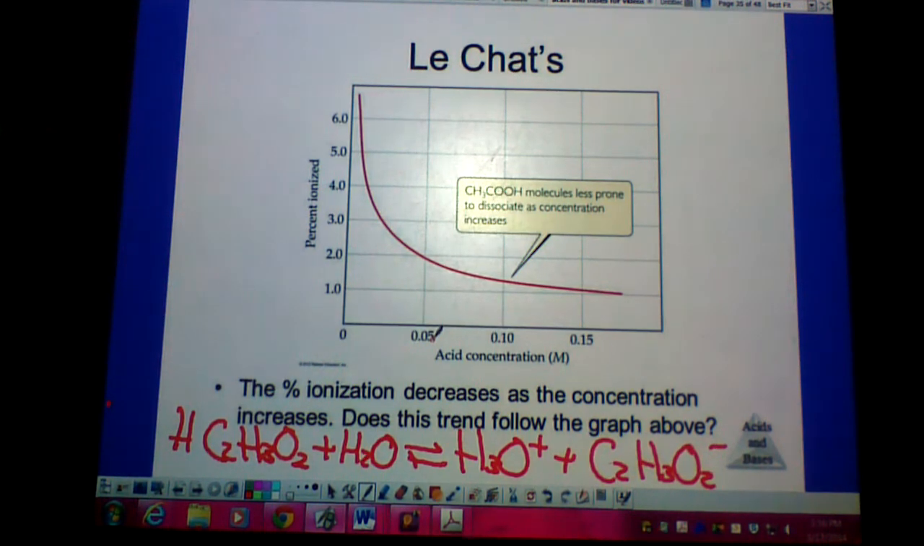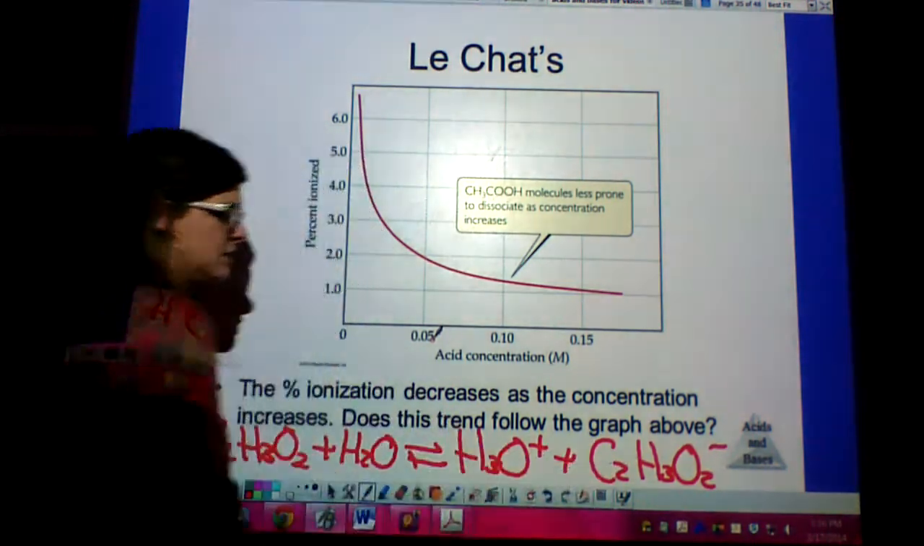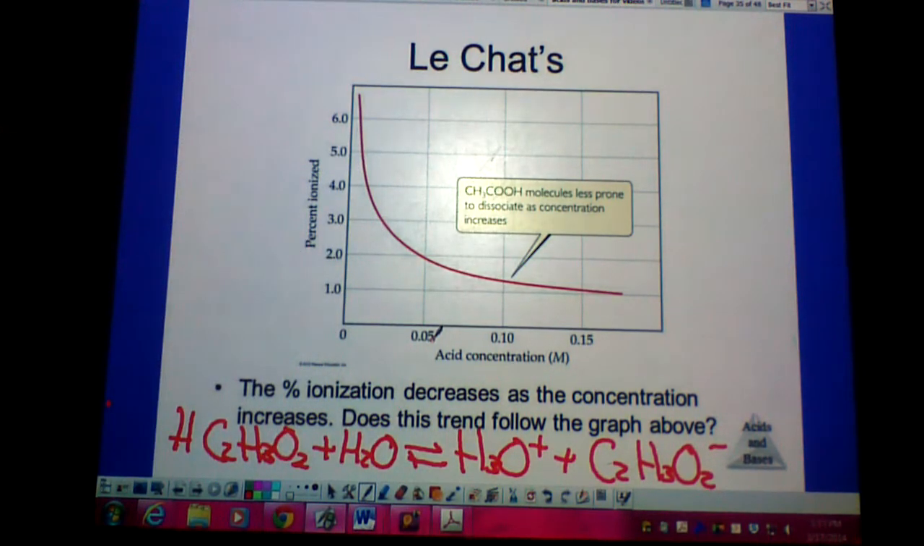So if percent dissociation remained constant as the acid concentration increases, then the concentration of all three are going to have to increase at the same rate. If my percent dissociation, percent ionization, remains constant, then if I increase the acid concentration, the concentration of the two ions that I'm producing will also go up.